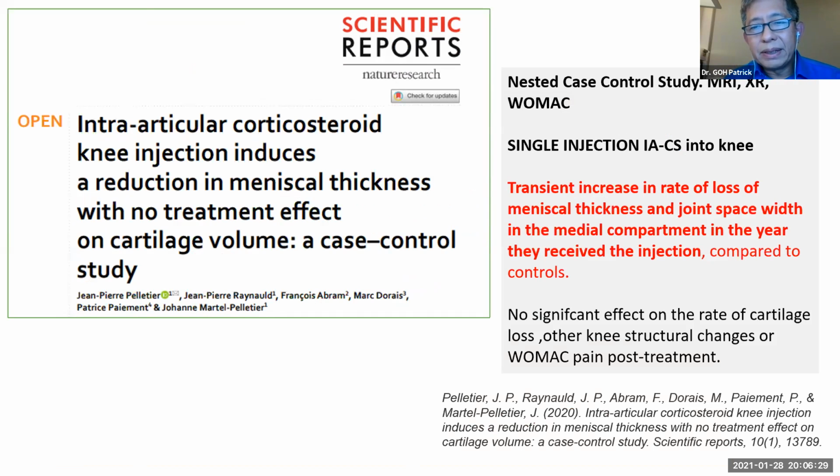This is a study which appeared just last year in 2020, and it was about just a single intra-articular corticosteroid knee injection, and was found to reduce the meniscus thickness with no treatment effect on cartilage volume. It was what they call a nested case control using a registry, and there was no significant effect on rate of cartilage loss, but there seemed to be a transient increase in the rate of loss of meniscus thickness in the year they received the injection. We don't know the clinical significance of that, but it was an interesting finding nonetheless with a single injection.